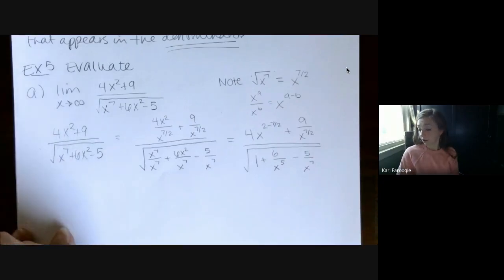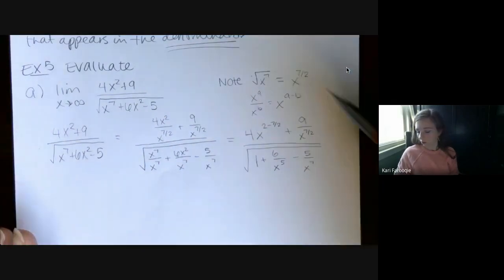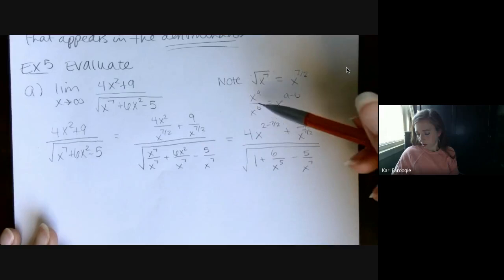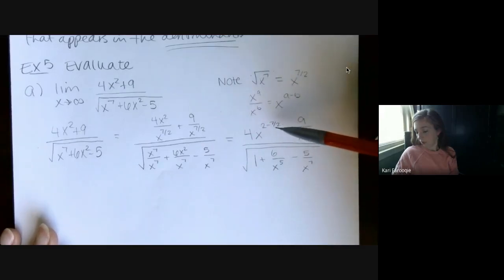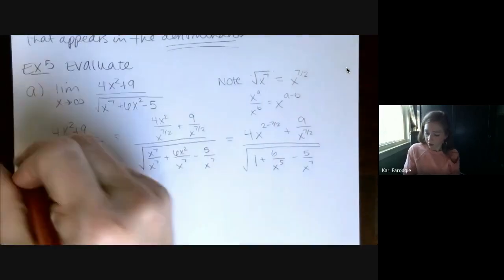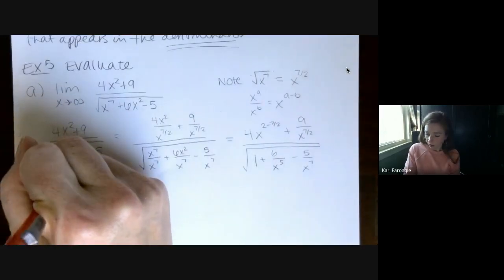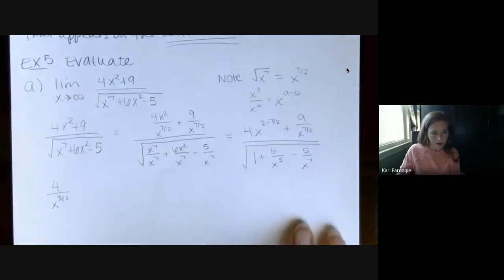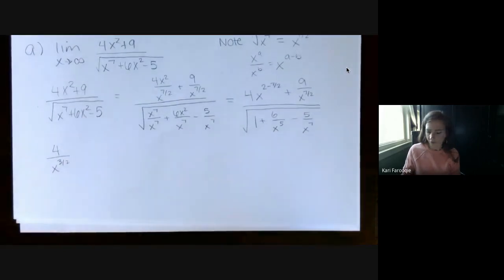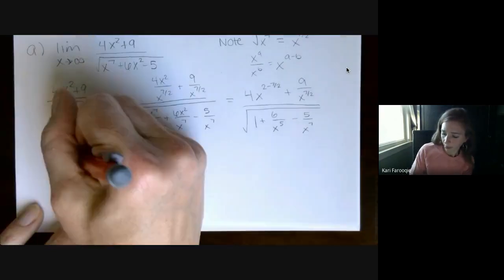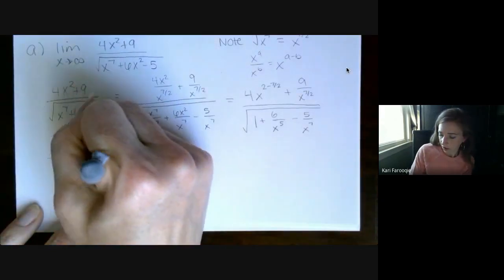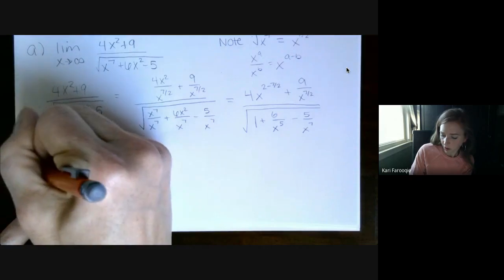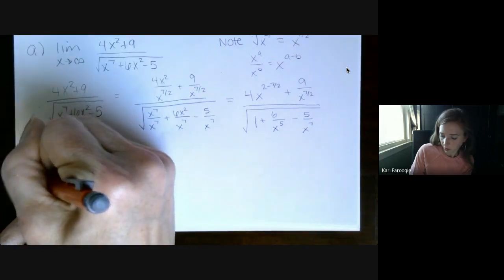All right, 2 minus 7 halves. Well, you can put that in your calculator if you really want to. 2 is just going to be 4 halves, minus 7 is negative 3 halves. So go ahead and subtract, and then you'll have 4, and then x to the positive 3 halves, plus 9 over x to the 7 halves. And actually, I'm going to pop my limit back on because at this point, we're ready to take the limit.